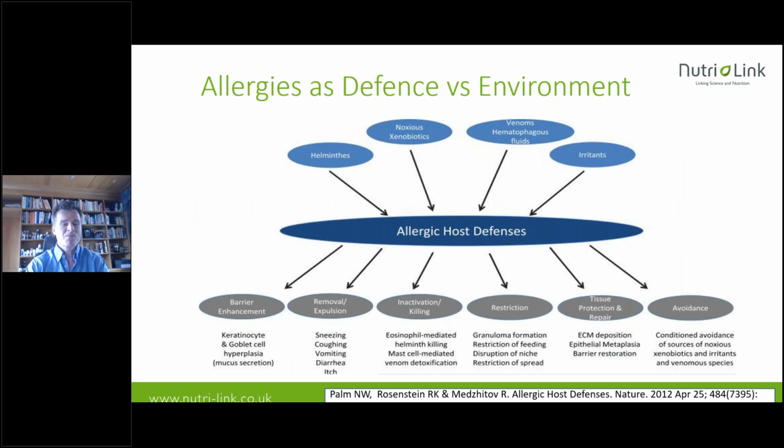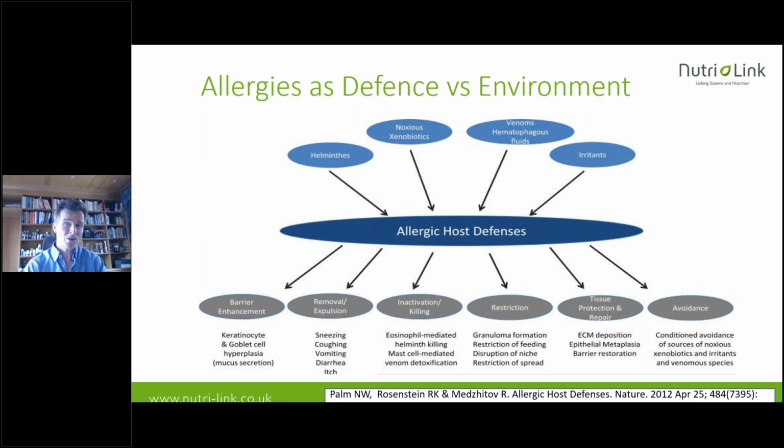And here's the model that was published by Medzhitov's team, and he's got his own laboratory at Yale. And I like this document. So we can look at noxious xenobiotics, being exposed to something, and it could be nickel, or it could be some pesticide, or it could be some plant substance as well. And it looks at the various different allergic host defenses. And this is something that we've all been aware of. We say, well, the barrier enhancements, we've got to make sure we've got our skin intact.